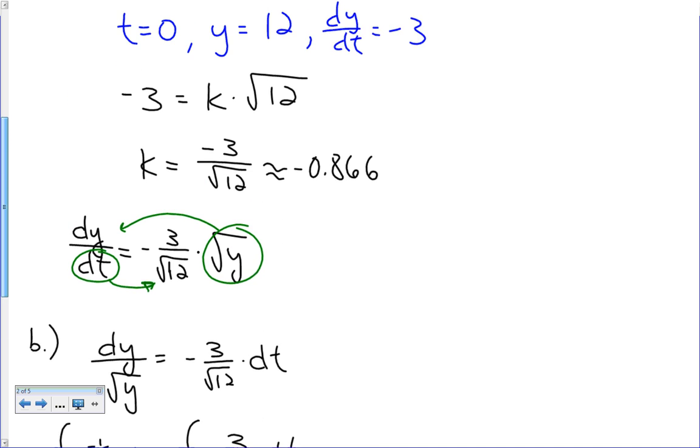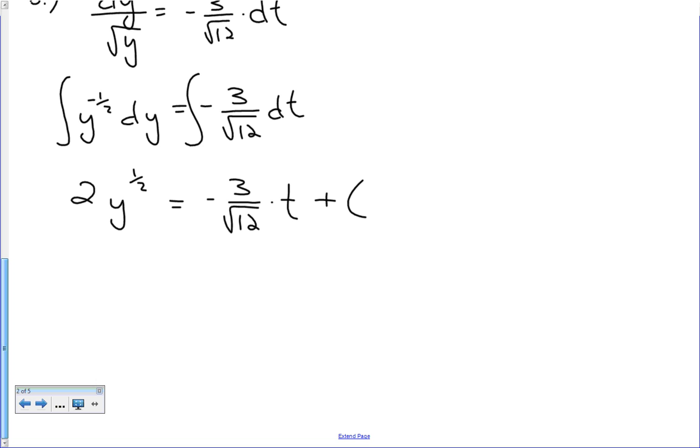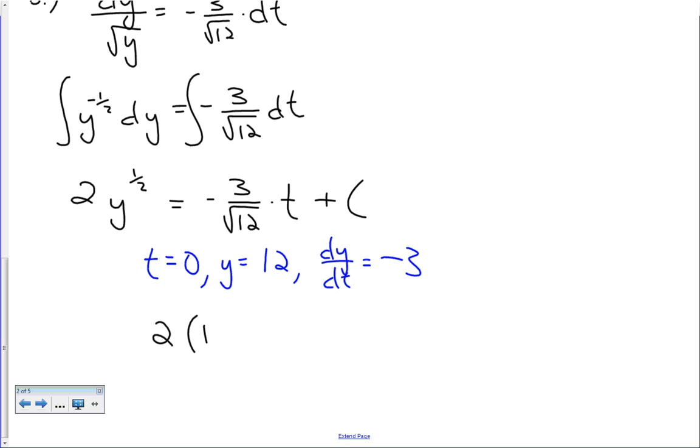So we're going to replace t with 0. Let me write that down: t is 0, y is equal to 12, and we won't use this, but dy/dt is equal to negative 3. Again, we don't need that value for this part of the problem. We just need to know that when time is 0, y is 12. So let's substitute that in. We end up with 2 times 12 to the 1/2, that's the square root of 12, equal to negative 3 over the square root of 12 times t, which is 0. That's nice, and that's equal to c.